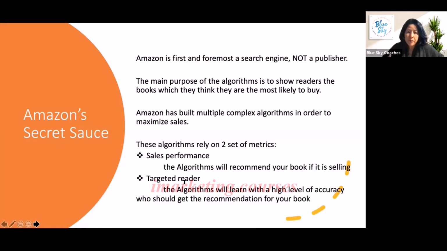So there are different criteria that are taken into account, but these algorithms rely mainly on two sets of metrics. The ones related to the sales performance. So Amazon will recommend your book only if it's selling. And the other metrics are related to the targeted audience. So sales performance metrics will decide whether Amazon will want to recommend your book. There's no point in recommending a book that's not selling. That's not in Amazon's interest. And the targeted customer factors will decide whom Amazon will want to recommend your book to. So let's look at each of those factors a little bit more.